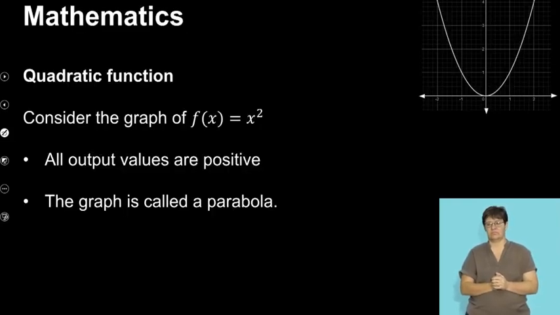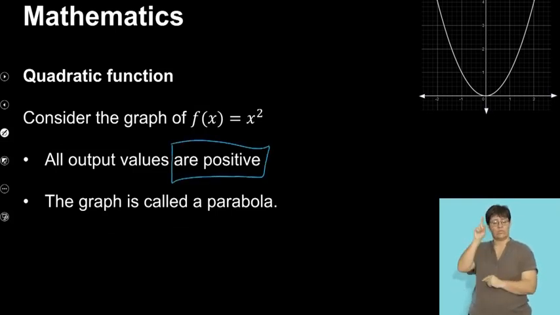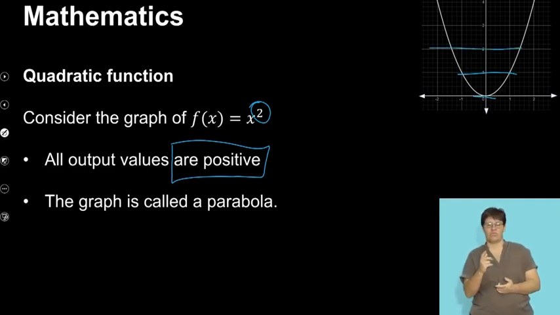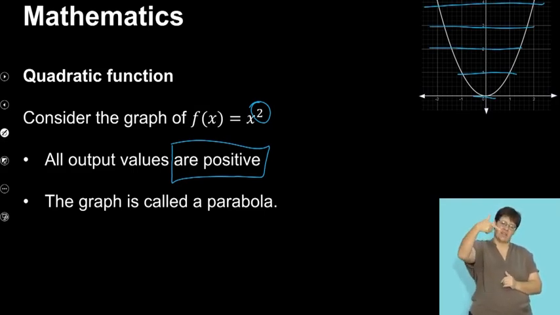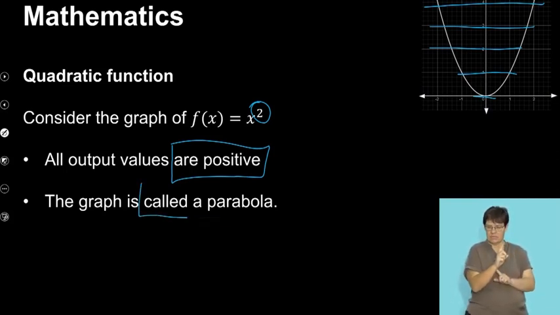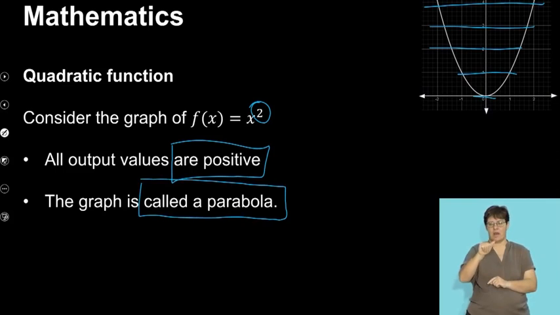Now, all output values are positive. Why are they positive? Because of the squared that I have there. So you can see all the output values are positive. 1 is 0, 2 there if I want to use it, 3 there, and there's a 4 there, and you know there will be a 5 there. So all the output values will be positive. And then the graph, we call it a parabola. So this is called a parabola, right?